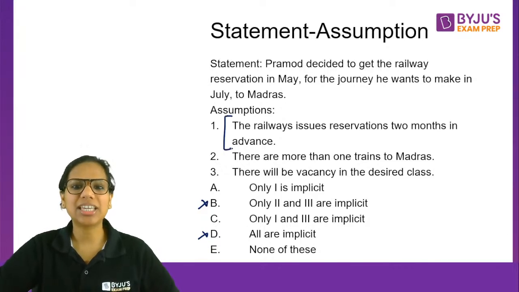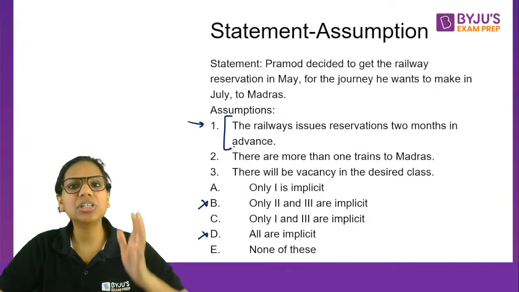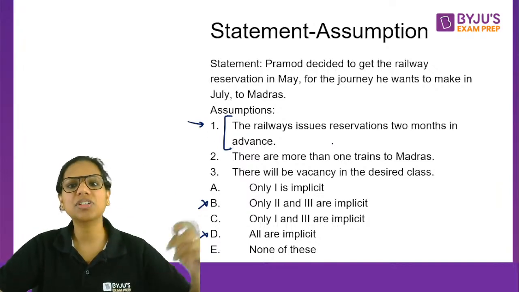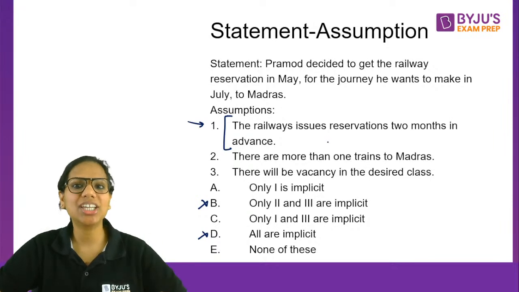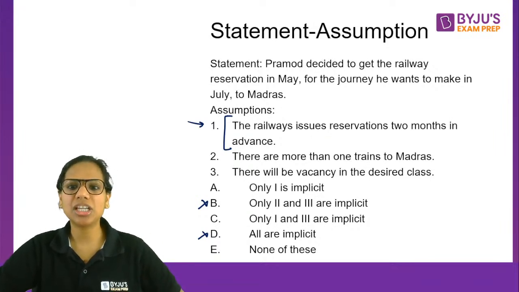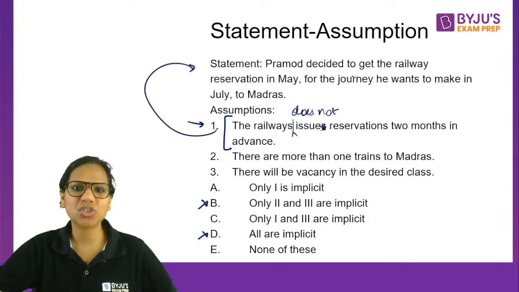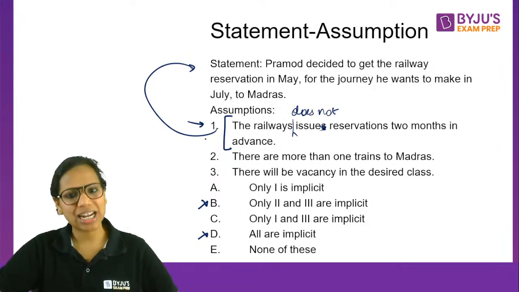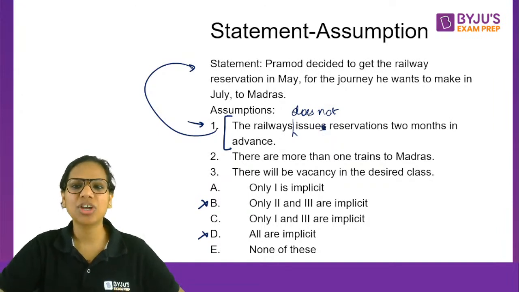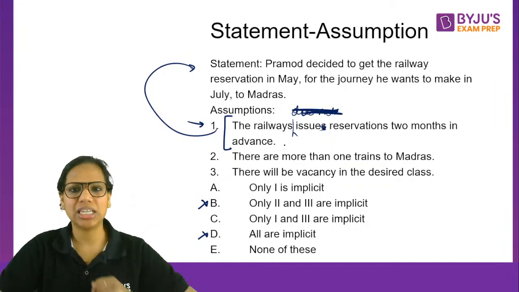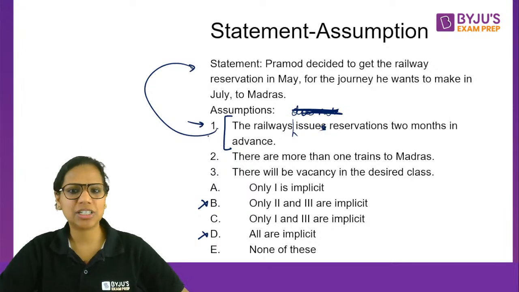A very good way to identify whether a particular statement is an implicit assumption or not is to think of the opposite scenario. Negate this. It's called the negation technique, right? So if I say the railway does not issue reservations 2 months in advance, then will Pramod be able to make such a decision? No, then this stops making sense altogether. That means yes, this is an implicit assumption of Pramod ki tickets mil jayenge, right? So 1 is implicit definitely.